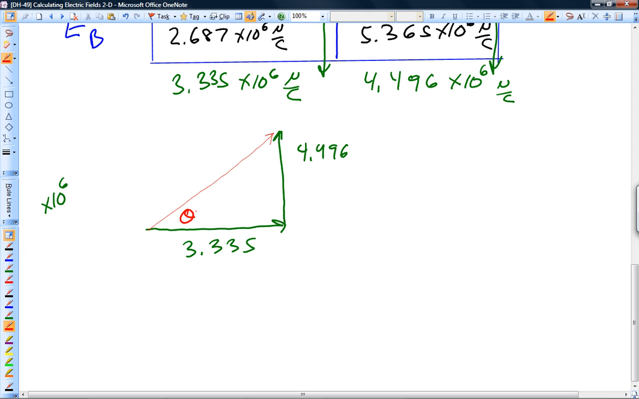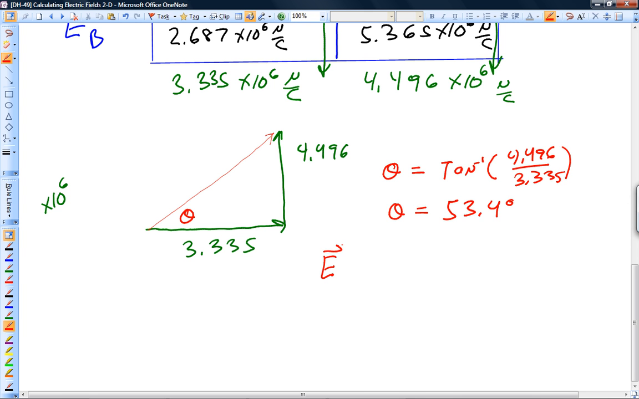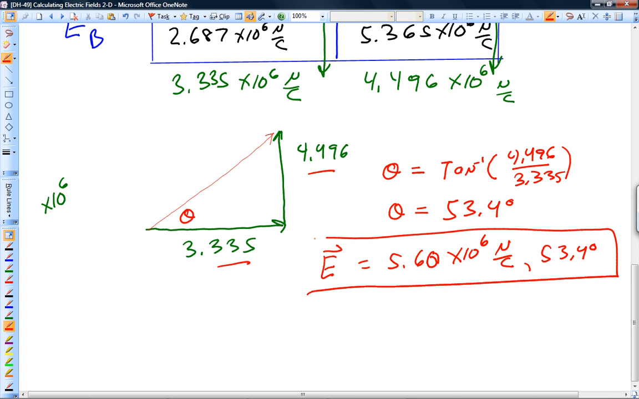And to get the theta, we are going to take the inverse tangent of the y, 4.496, divided by the x, 3.335. That's going to give us a theta that is 53.4 degrees, which, because it's in the first quadrant, is the same as the overall direction. And that's going to give us a magnitude for the electric field using Pythagorean theorem, this squared plus this squared, take the square root, of 5.60. Again, don't forget the times 10 to the 6 newtons per coulomb, again, in the 53.4 degree direction.